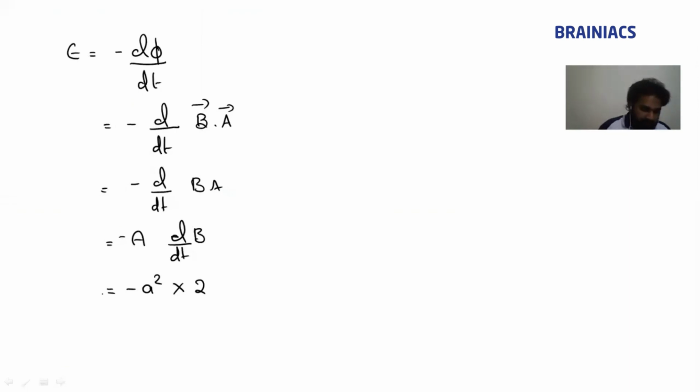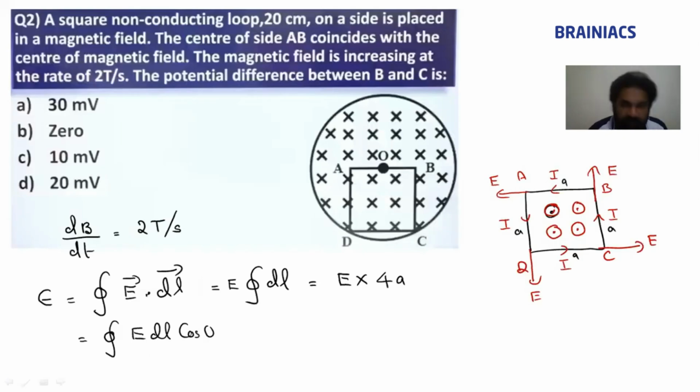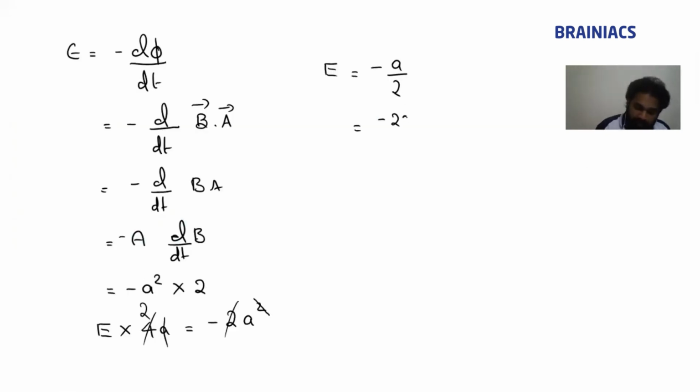Now equating it, electric field into 4A is equal to minus 2A square. Now this square and this A if I cancel, and this 2 if we cancel, we can say that electric field E is equal to minus A by 2. What is the side? Side is given as 20 centimeter. So 20 into 10 raised to minus 2 divided by 2. So this is going to be minus 10 into 10 raised to minus 2.